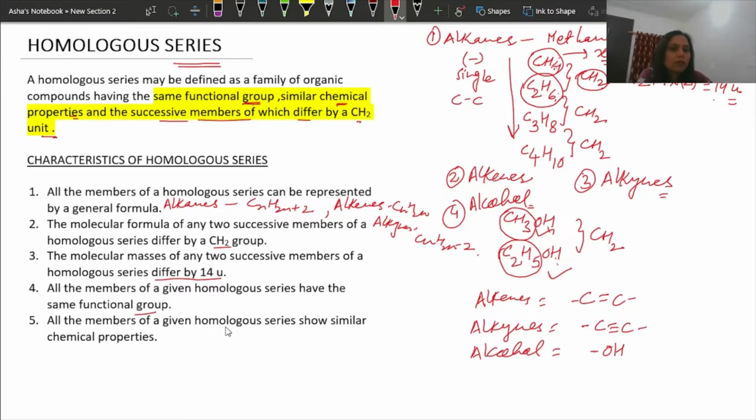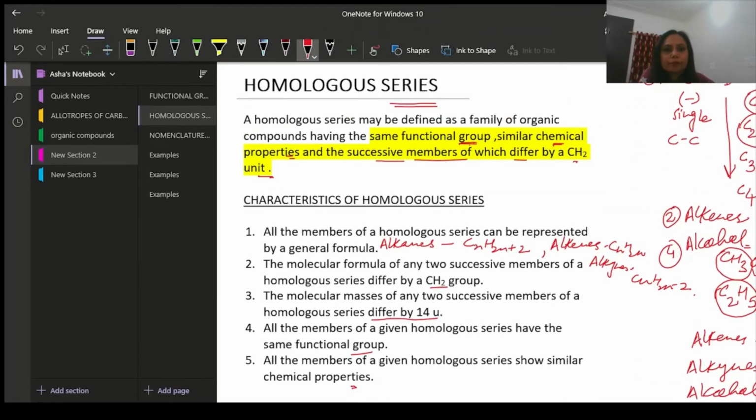All the members of a given homologous series show similar chemical properties. It is right. Why? Because if it is a double bond compound, it will show double bond compound properties. If it is a triple bond, it will show triple bond properties. If it is an alcohol, it will show OH properties. If it is a halogen like chlorine, bromine, iodine, it will show its own. Okay, so now let's move ahead.